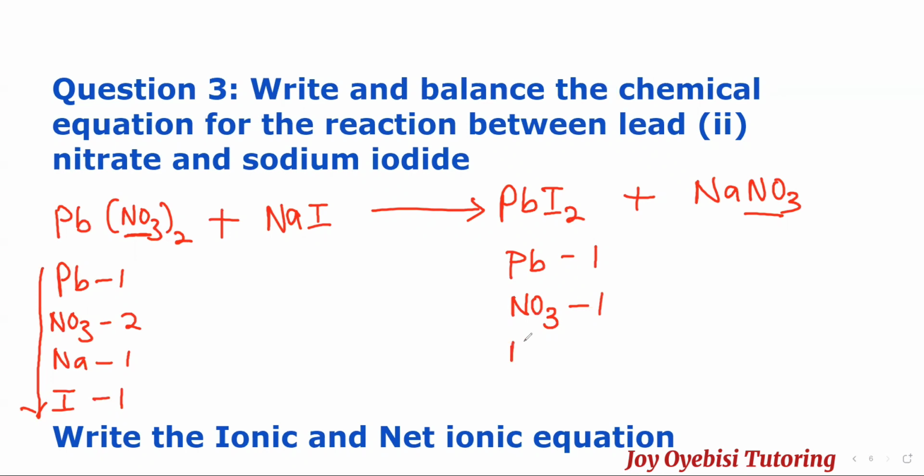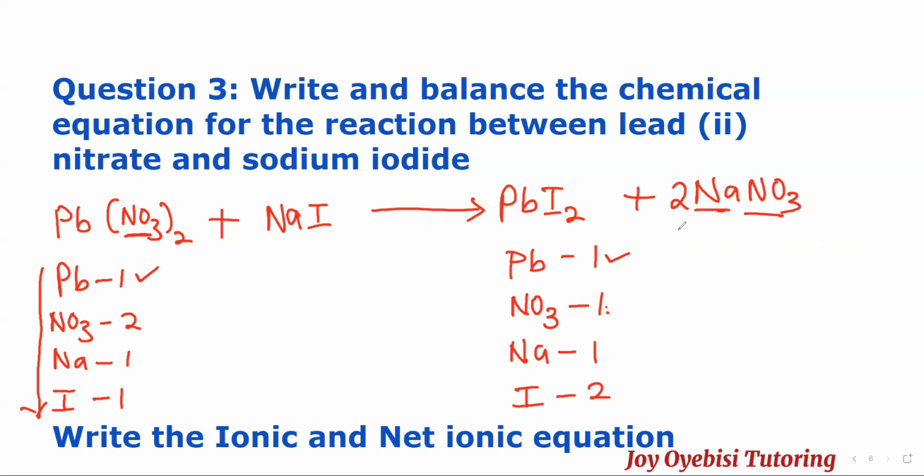So for Na, I have just 1, and for iodine, I have 2. Now, the 2 lead balanced, NO3, when you balance the one that is lesser. Since I have 2 on the left, I want to make the one on the right 2 also. I'm going to add 2 in front of this one.